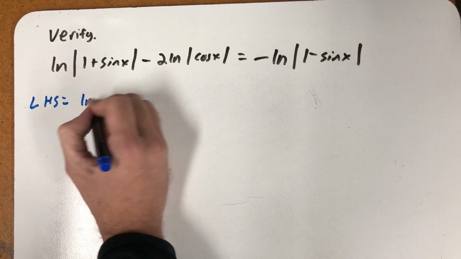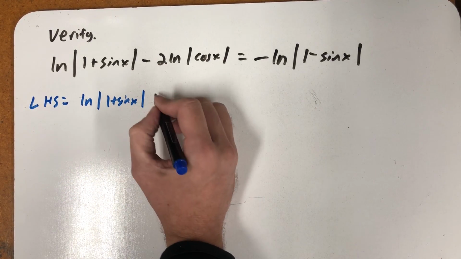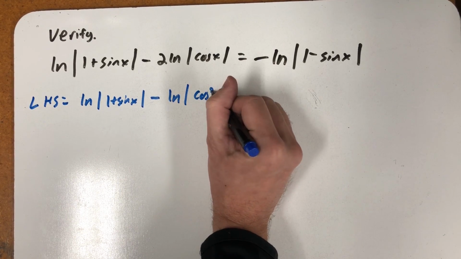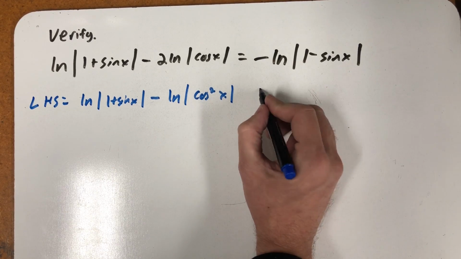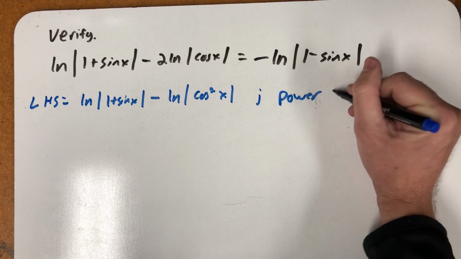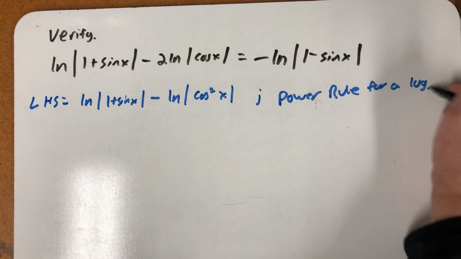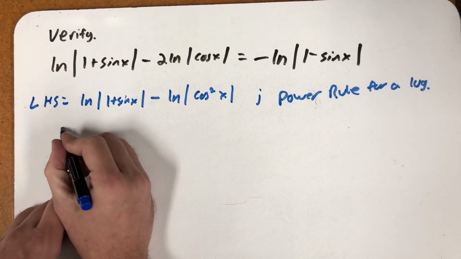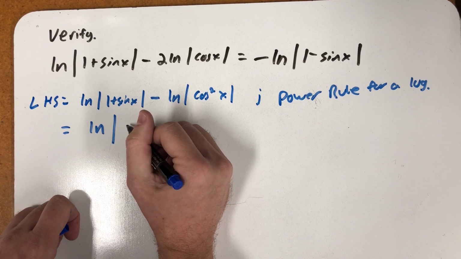And the first thing I'm going to do is remember that this 2 out front here can be rewritten on the inside as an exponent. And so I've used a property of a logarithm. It's the power rule of a logarithm. All right, and now I have the difference of 2 logarithms, so I'm going to use the quotient rule of logarithms to write that down as a single quotient.